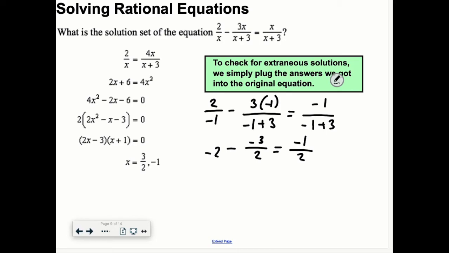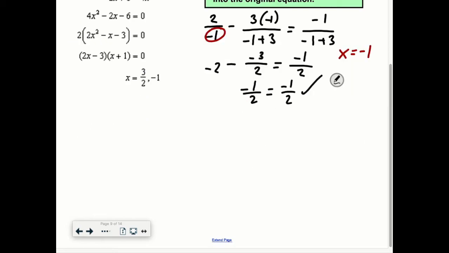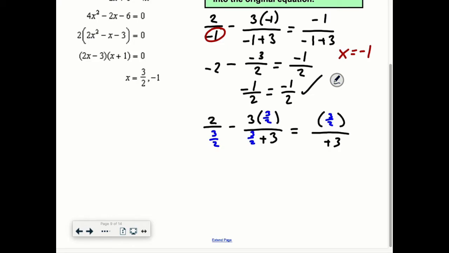I can plug all of this into a calculator, and I'm going to wind up with this side being negative 1/2 equals negative 1/2. That works. So that means this answer that we plugged in, the negative 1, is not an extraneous solution. It totally works. We can do the same thing with the fraction. The same deal. So this actually is going to equal 1/2 over 1/2. It works. So that means that x also equals 3 over 2. And we can check this in Desmos as well by looking at a graph.